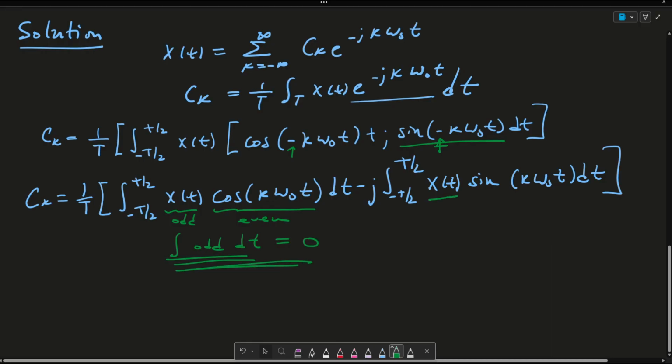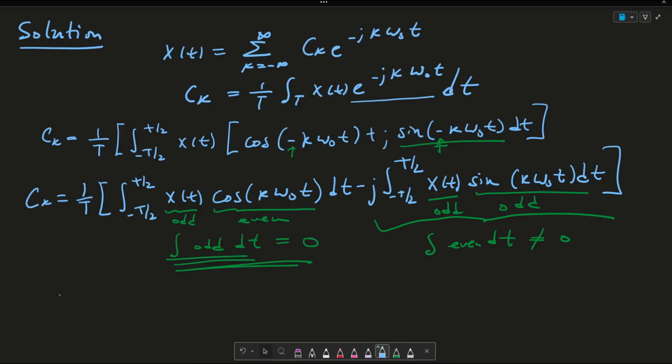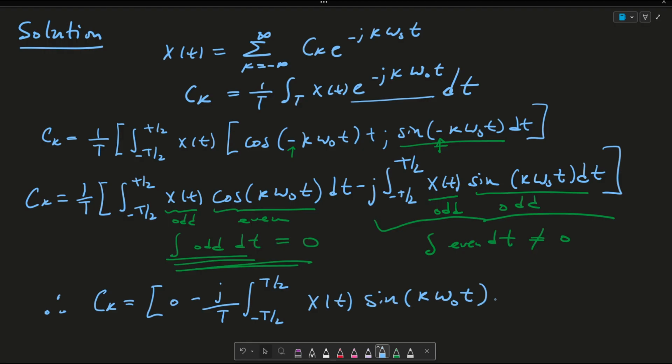And then obviously here we get this is odd and this here is odd. So then we get that an integral of an even function dt is not equal to 0. And again, I've also proven this in the video labeled Symmetry Properties in Orthogonal Functions. So therefore, we can say then that ck is equal to this 0 minus j over capital T integrated from minus T over 2 to T over 2 of x of t sine k omega naught t dt.